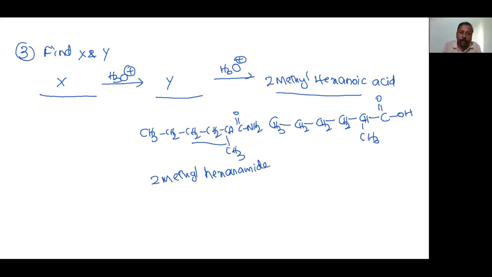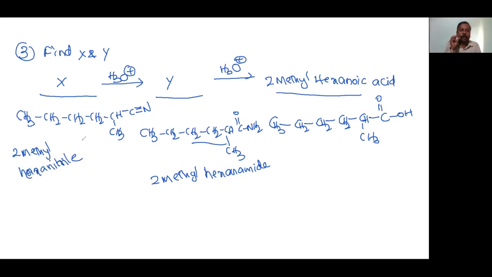Now here before that this will be completely removed. Therefore the reactant will be like this: CH3, CH2, CH2, CH2, CH and CH3. This will be C triple bond N. So this will be 2-methyl hexane nitrile. Okay. This is the answer. I think all of you understood now.